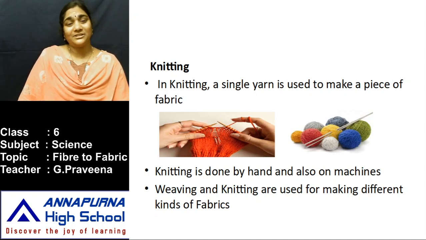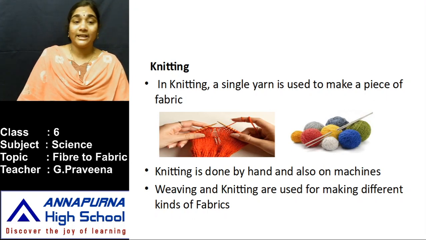You might have seen this if you try it on your torn socks. When you pull out a single yarn, you can see a continuous thread-like yarn come out completely, and the cloth gets unraveled by that process. Sweaters are also made with the process of knitting. A fabric is made through knitting using only a single yarn. It can be done by hand and also on machines.